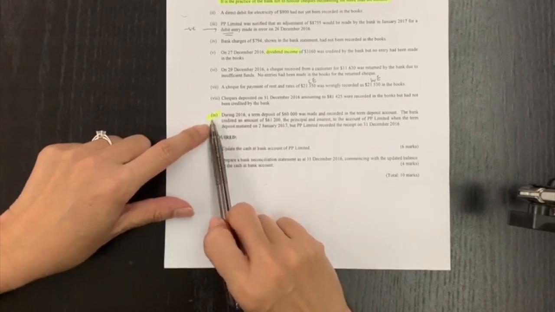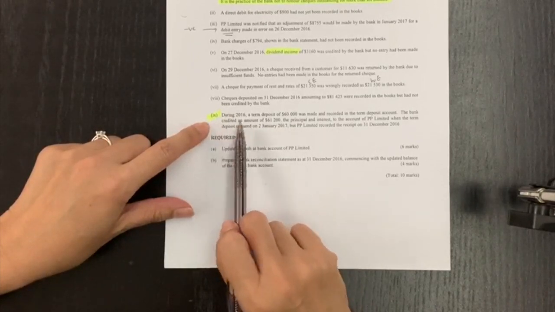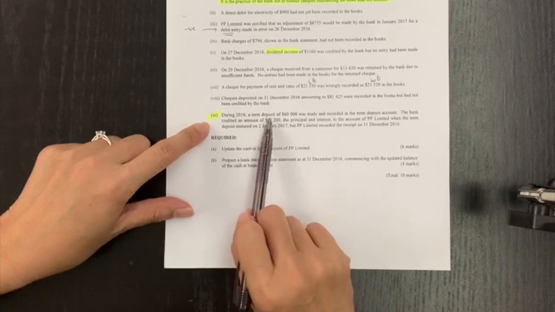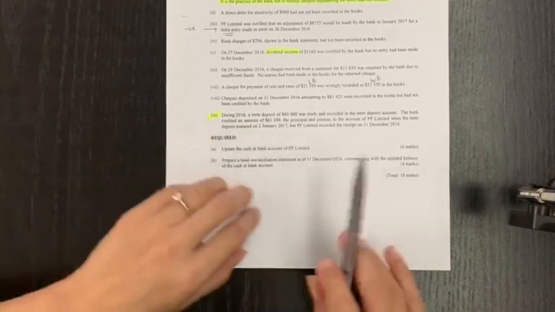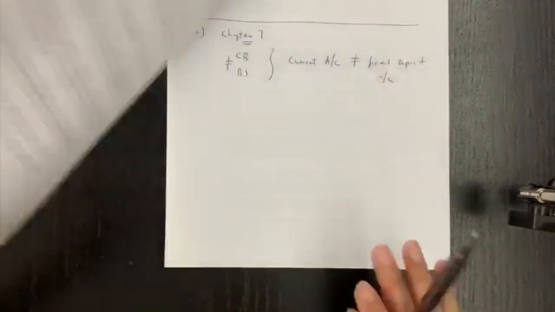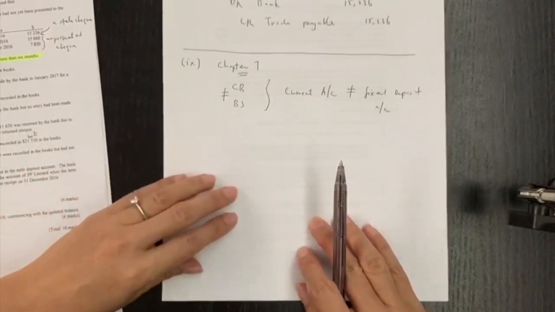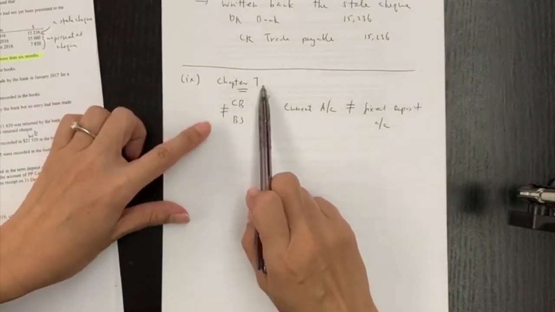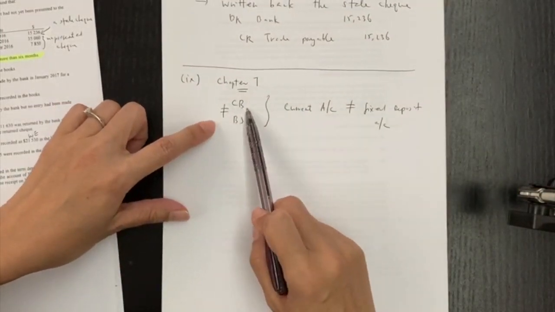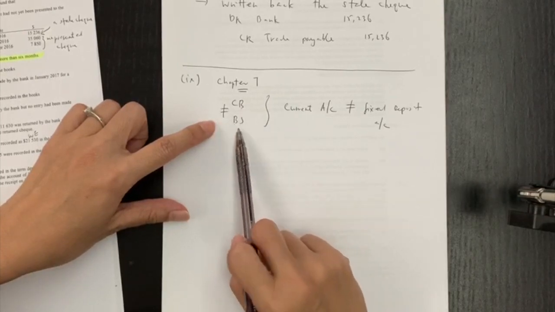Okay, so next here we have a special point and a difficult point, and then you can give me a highlight to number 9 here. This time we are talking about term deposits. So what is the meaning of term deposits? The idea in this chapter 7 is about the closing balance in cash book and bank statement. They are not the same.